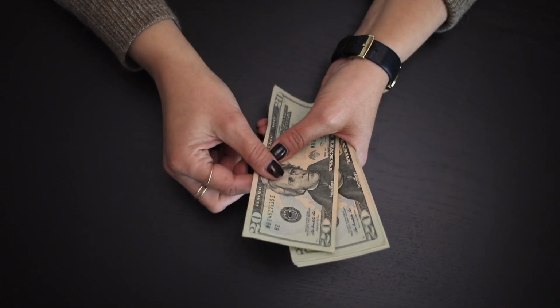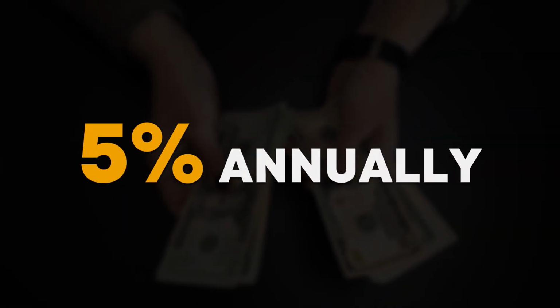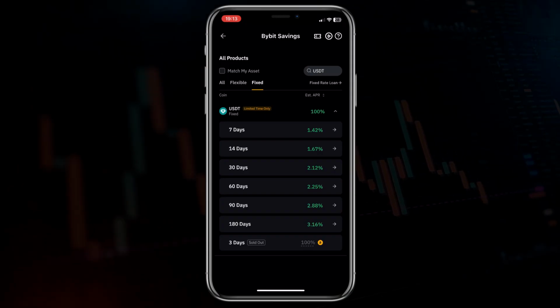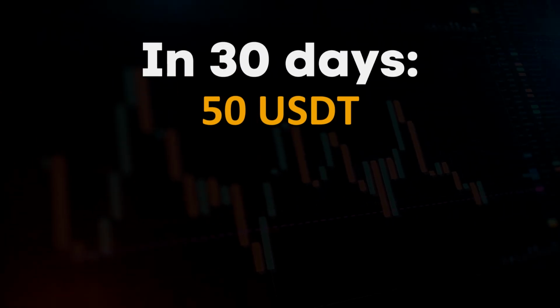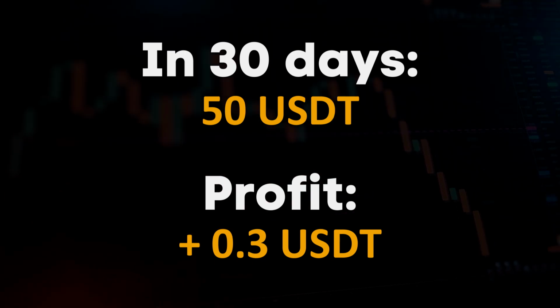How does it work? Your 50 USDT sits on the exchange, and every day you earn interest. For example, at 5% annually, that's about 68 10,000ths USDT per day. The money isn't traded, it simply sits there, generating income. In fixed, the interest is higher, for example 8% over 30 days. But you can't withdraw early. After 30 days, you'll receive 50 USDT plus about 3,300ths USDT in profit. Everything is credited automatically, without your involvement.